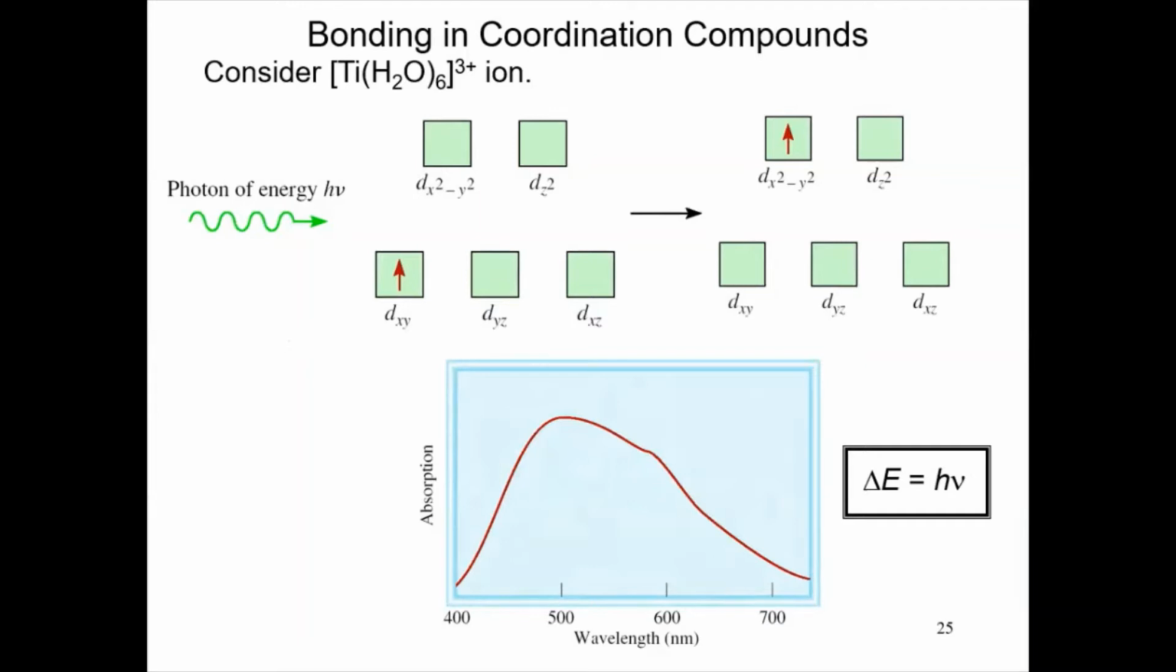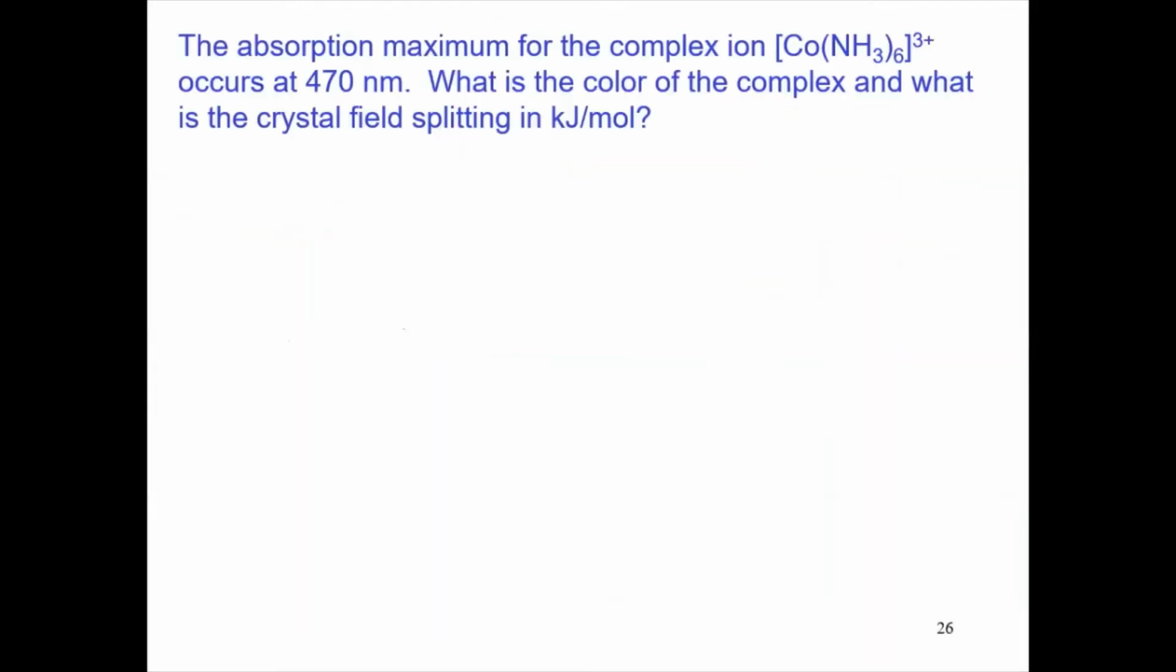All right, so let's do a little practice test here. A complex ion, this is cobalt with ammonia, and the cobalt is +3, has its maximum absorbance at 470 nanometers. A, what is the color of the complex, or let's say the solution where this complex is in, and what is the crystal field splitting in kilojoules per mole?